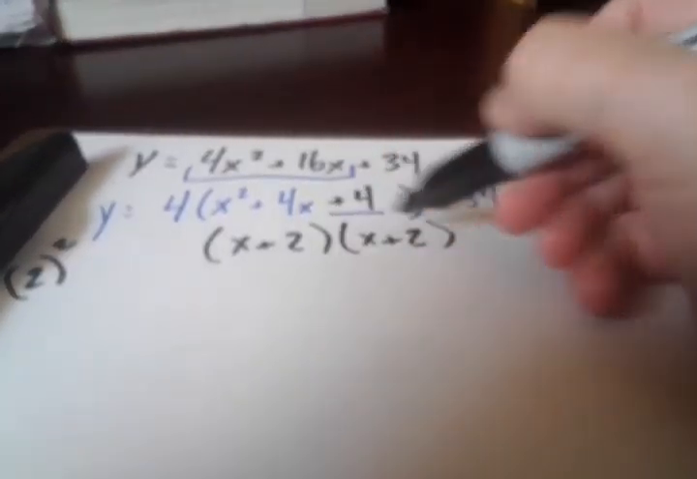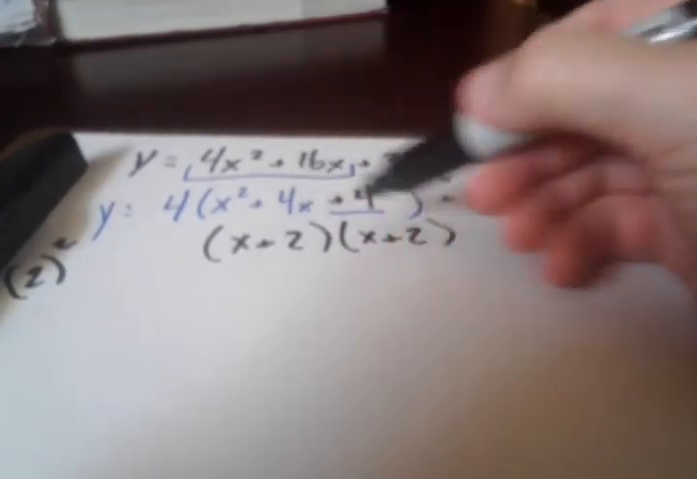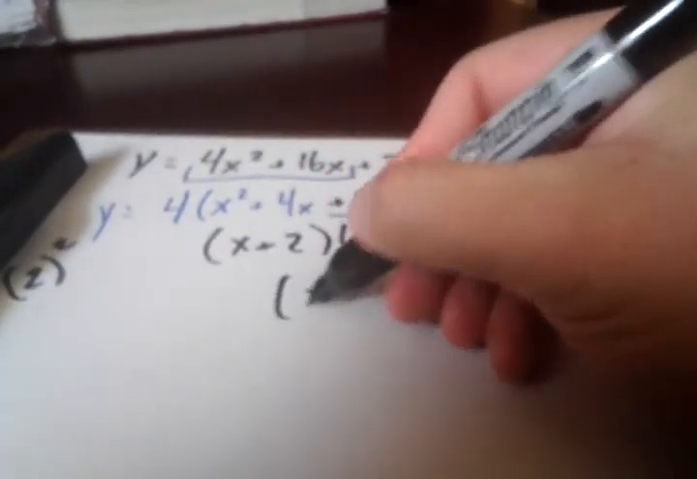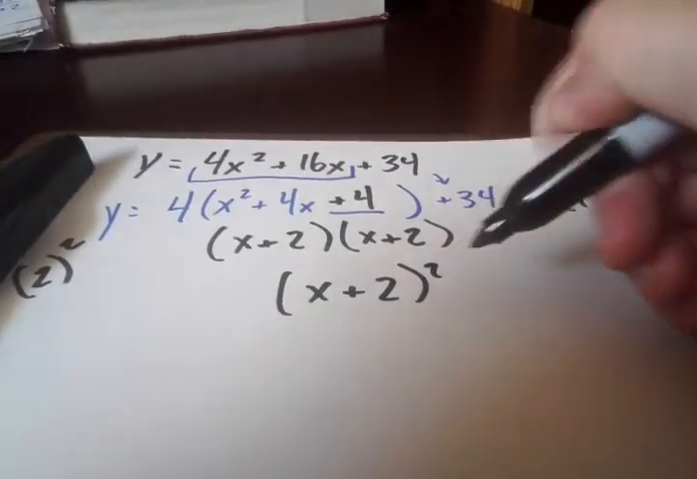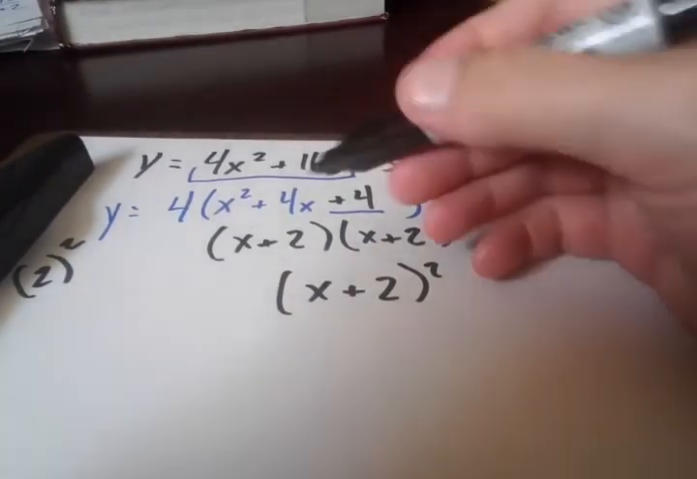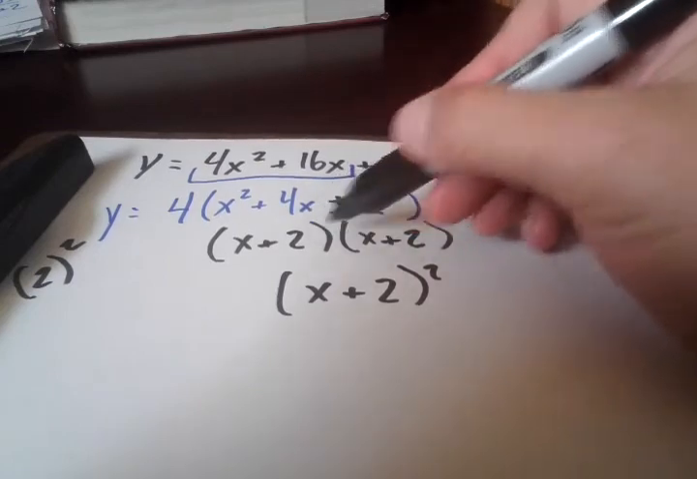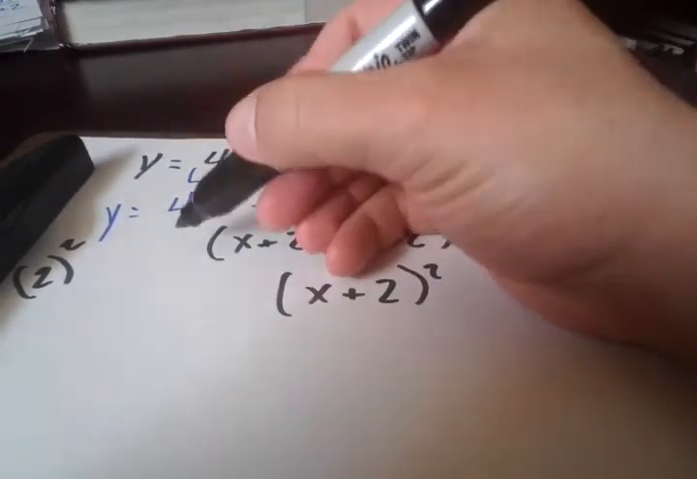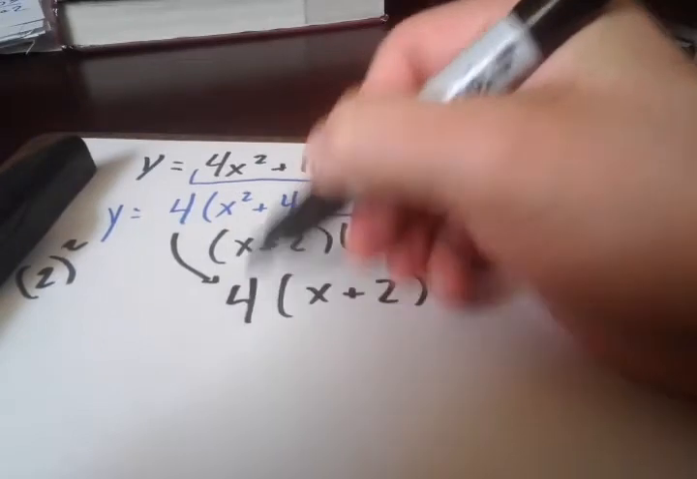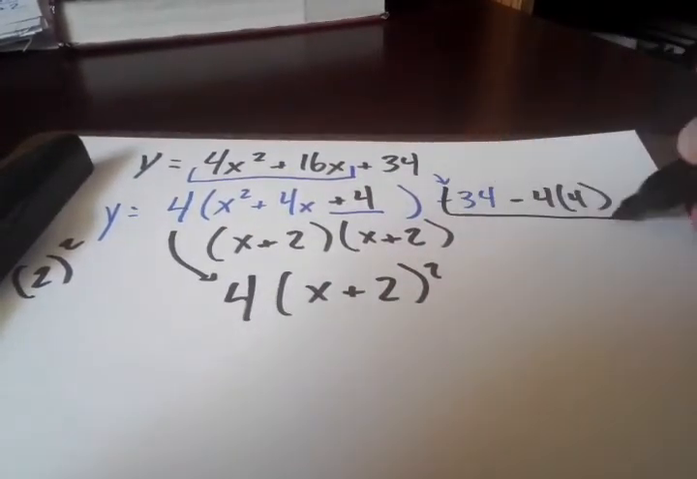right? 2 times 2 is 4, and 2 plus 2 is 4. And since they're the same, we're going to rewrite it as x plus 2 squared. Okay. If you get something that's not the same, then you have completed the square wrong. These should be the same binomial. I have my 4 out there, so that's going to come down here. And then let's combine our like terms.